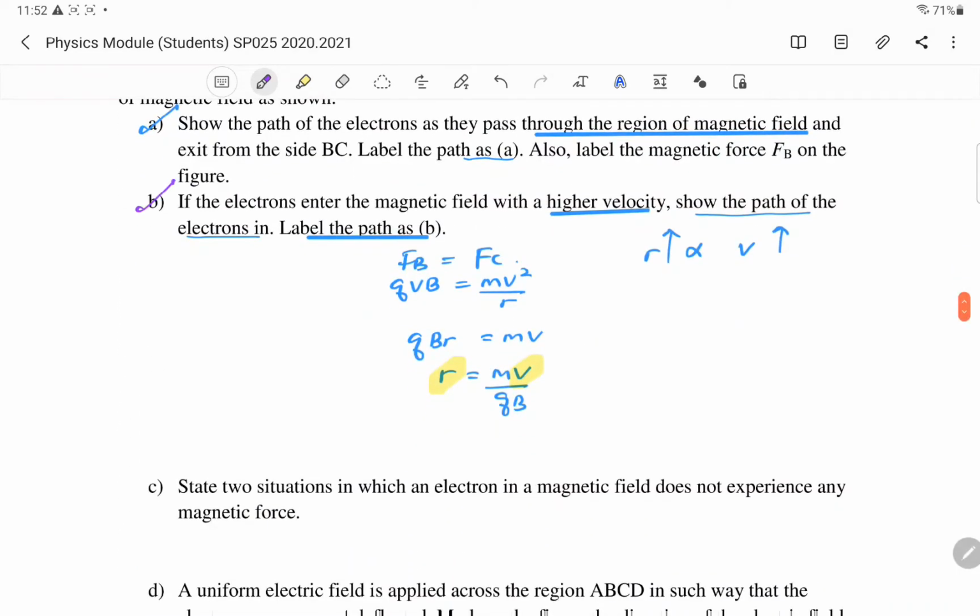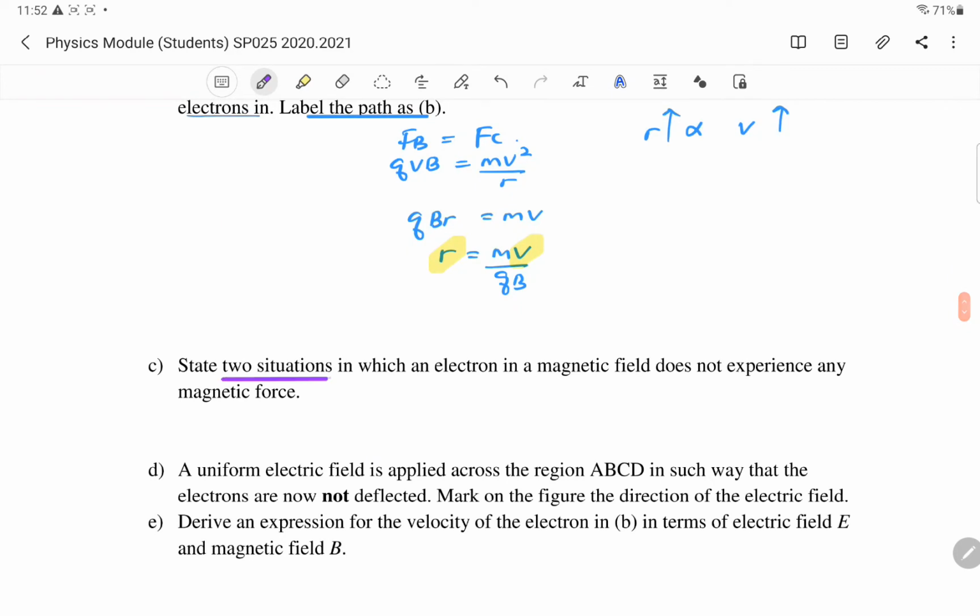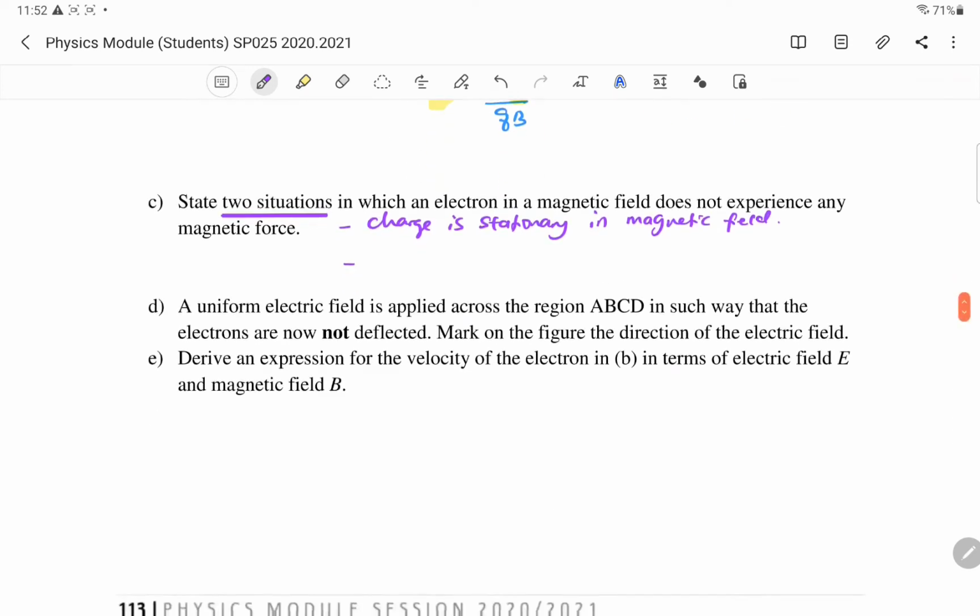Alright, so dah C pula. State the two situations in which electron in a magnetic field does not experience any magnetic force. So either the charge is stationary in magnetic field, ataupun charge moving parallel to magnetic field. Masa ni theta equal to 0 degree.